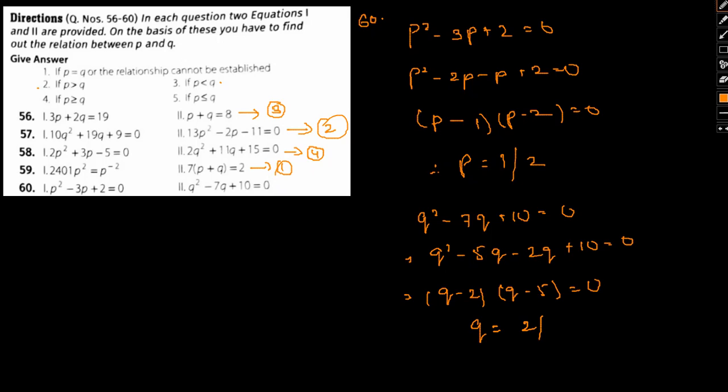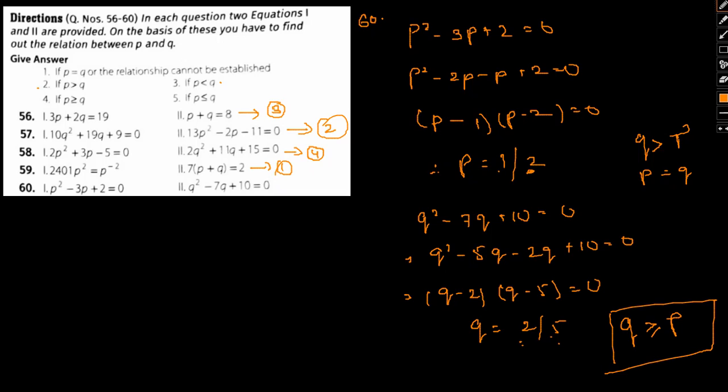that is q being 2 and 5. So here if p is 1, q is 2 or 5, so q will be greater than p. If p is 2 and q is 2, so p will be equal to q. So apart from this there is no other condition. So here q will be simply greater than or equal to p, or p will be less than or equal to q. Okay, so option 5 for number 60.